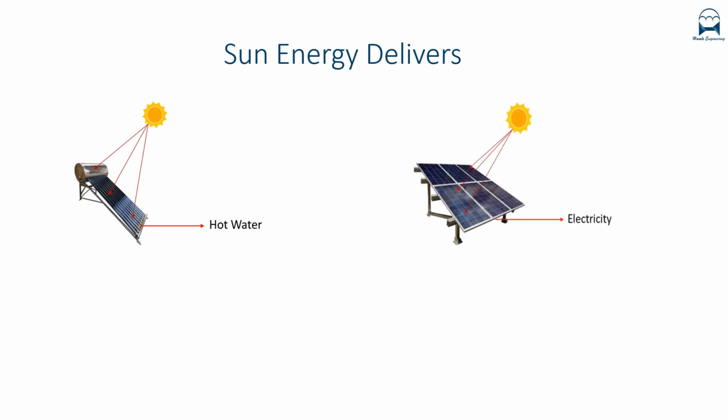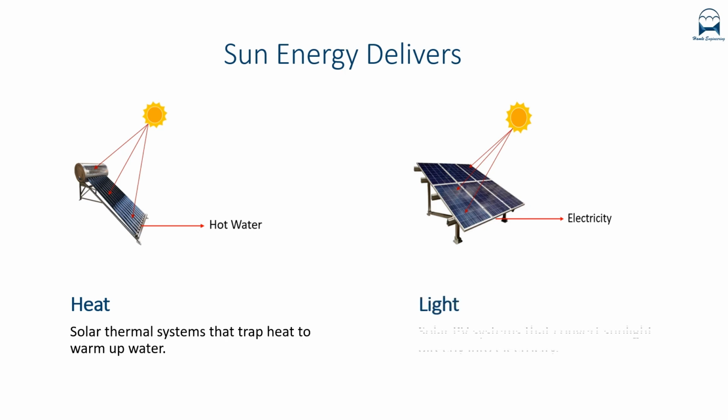Before going to discuss the solar PV system, let's talk about the two forms of energy delivered from the sun. The sun delivers its energy in two main forms. The first one is solar energy to thermal energy and the other one is solar energy to electricity. Let's start with solar energy to thermal energy.